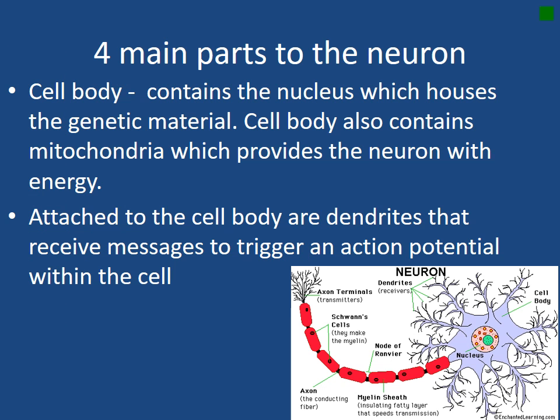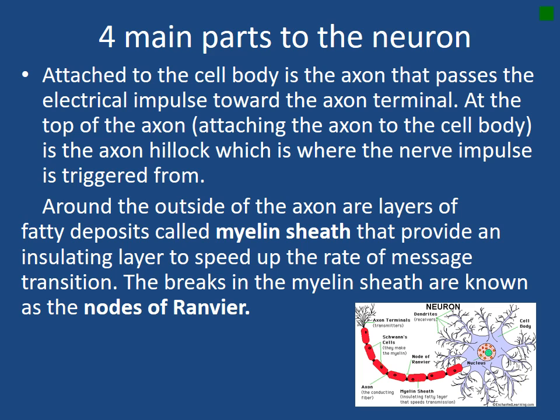So, as mentioned, the cell body here contains the nucleus and the genetic material in the middle, and this is attached to the dendrites, which receive messages to trigger the action potential within the cell. Now, attached to the cell body is the axon, and this is what passes electrical impulse toward the axon terminal. And it's at the top of the terminal that we have an axon hillock, which is where the nerve impulse is triggered from. You can see the red part of the cell here.